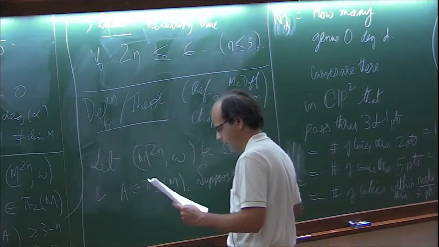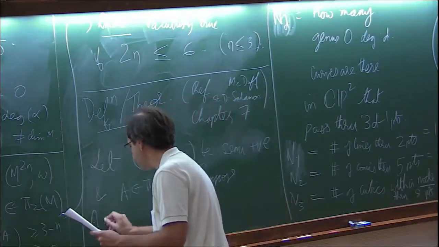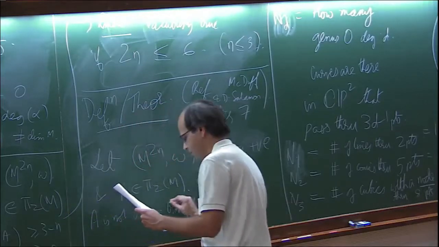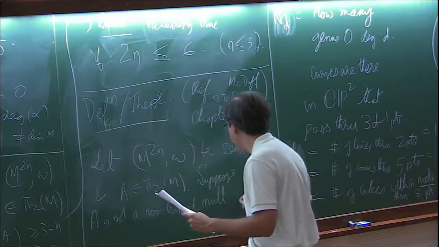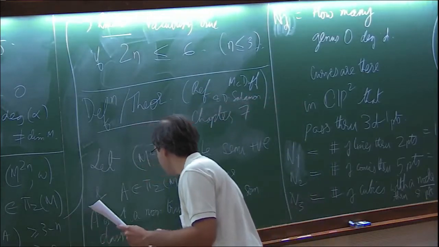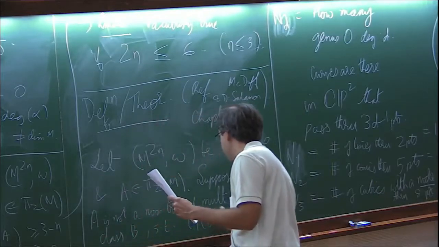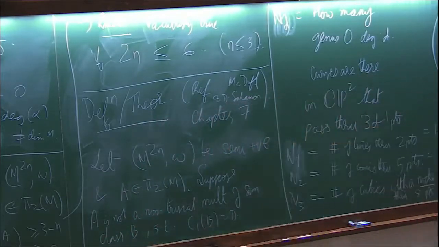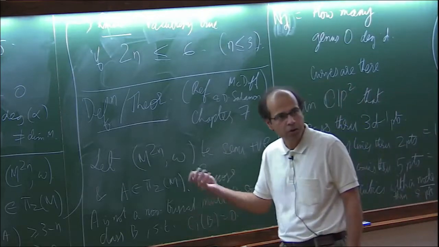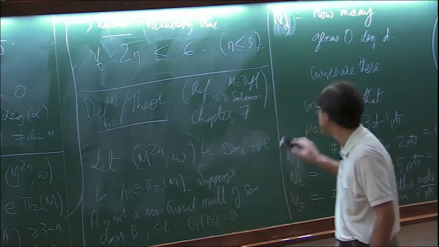Suppose A is not a non-trivial multiple of some class B such that C1 of B is 0. So I'm saying that A is not a non-trivial multiple of a class whose first Chern number is 0. A could be equal to B, that is allowed. A cannot be 2 times B or 3 times B or 4 times B, but A can be equal to B. C1 of A equal to 0 is permitted.